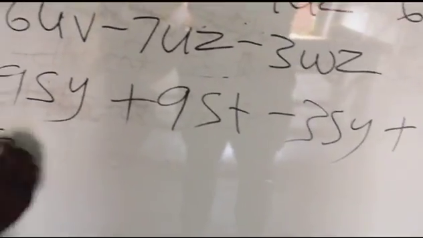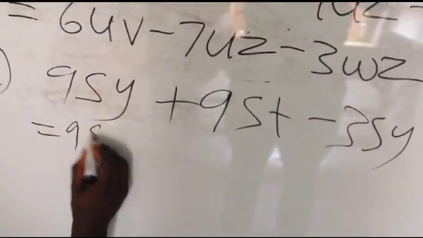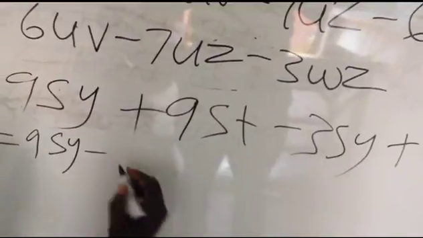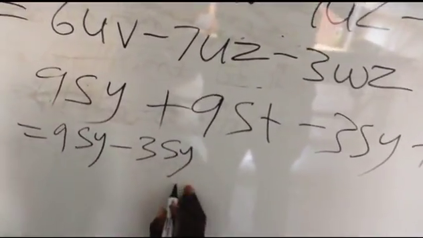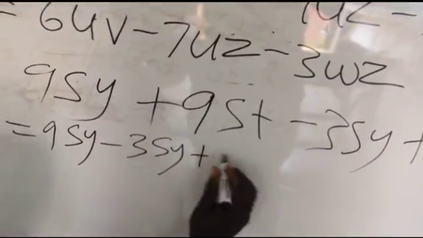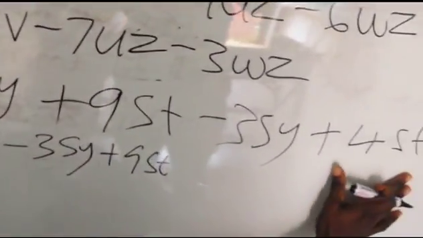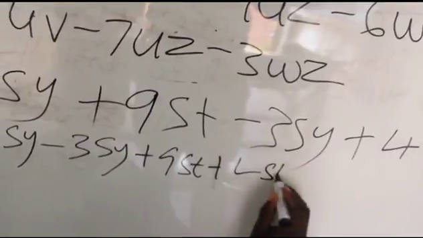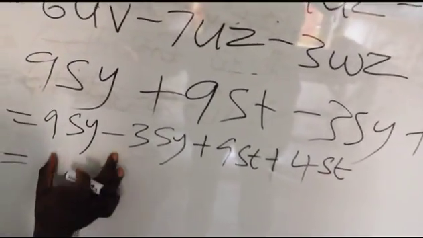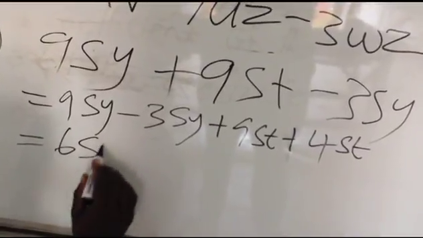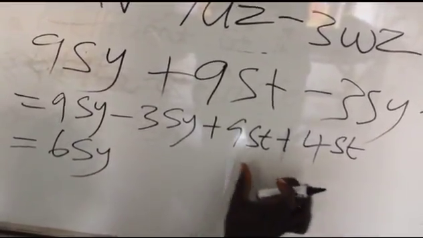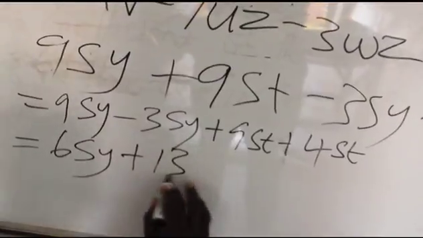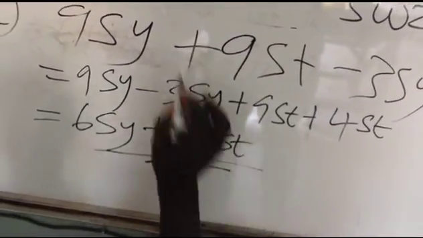That will be equal to, now we have 9sy here, so we bring it down, 9sy. Taking the like term, we have minus 3sy, so we bring it here, minus 3sy. The next thing we have is 9st, and the like term here is plus 4st. So 9sy minus 3sy is equal to 6sy, then 9st plus 4st is equal to 13st. That's plus 13st. So that is it.